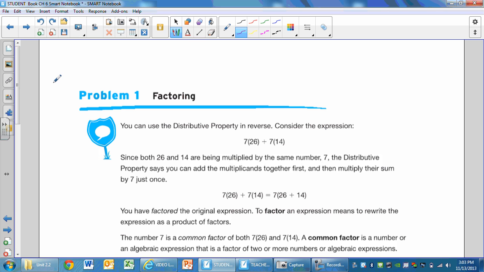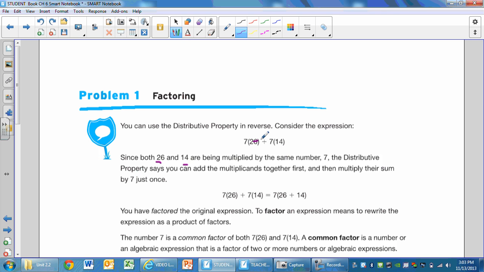All right, problem 1. You can use the distributive property in reverse. Consider the expression 7 times 26 plus 7 times 14. Since both 26 and 14 are being multiplied by the number 7, the distributive property says you can add the multiplicands together first and then multiply their sum by 7 just once.